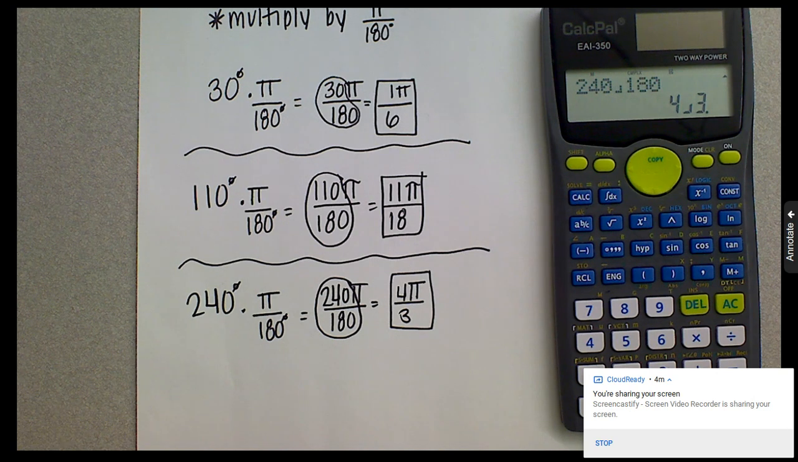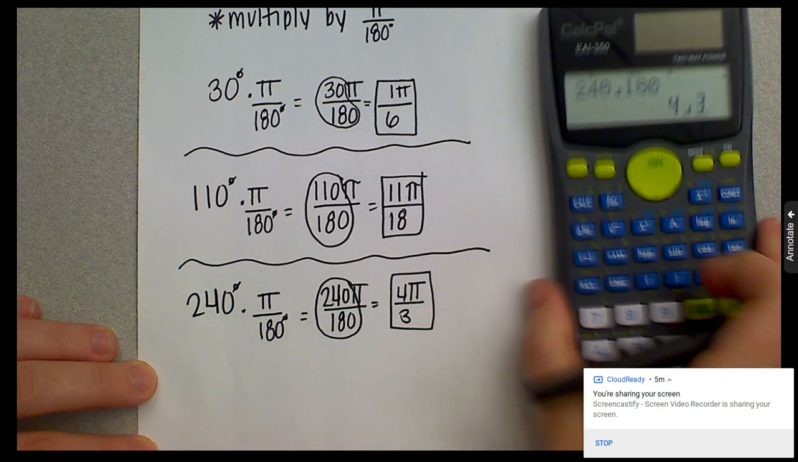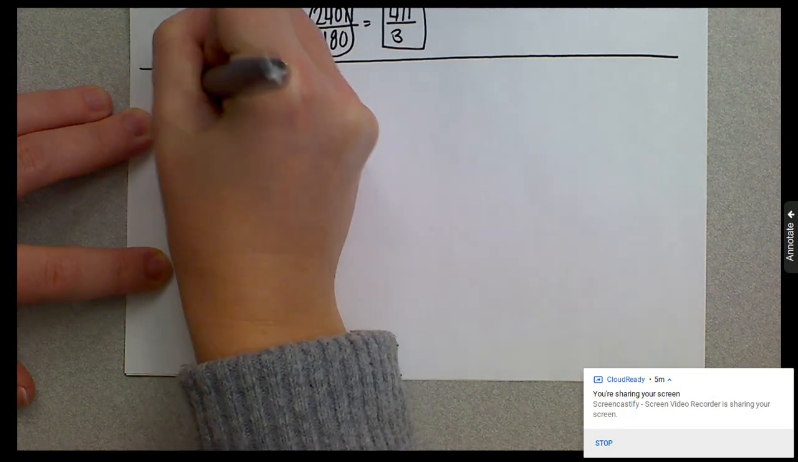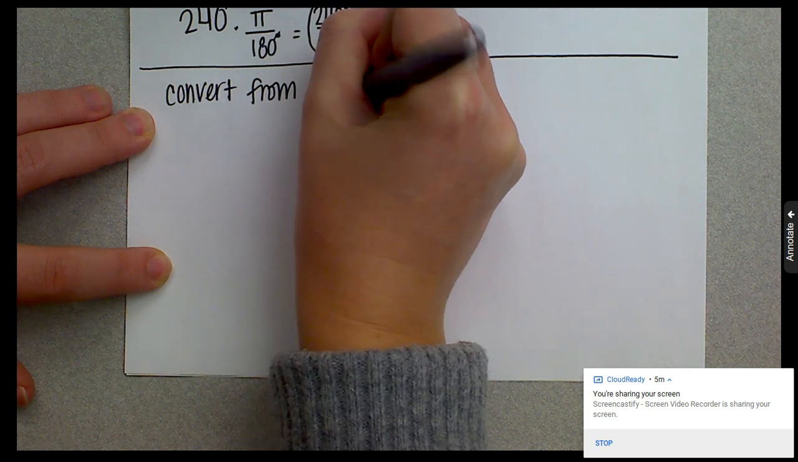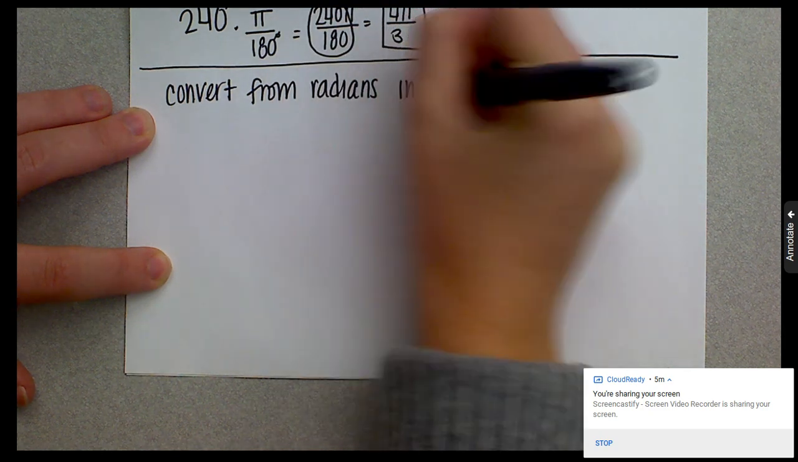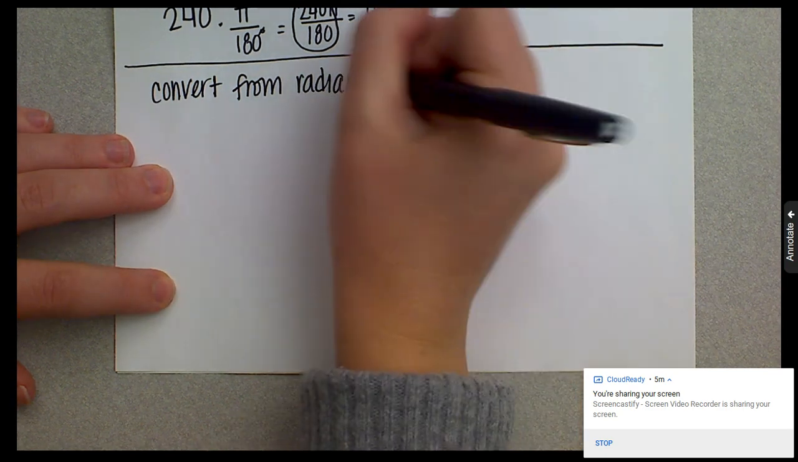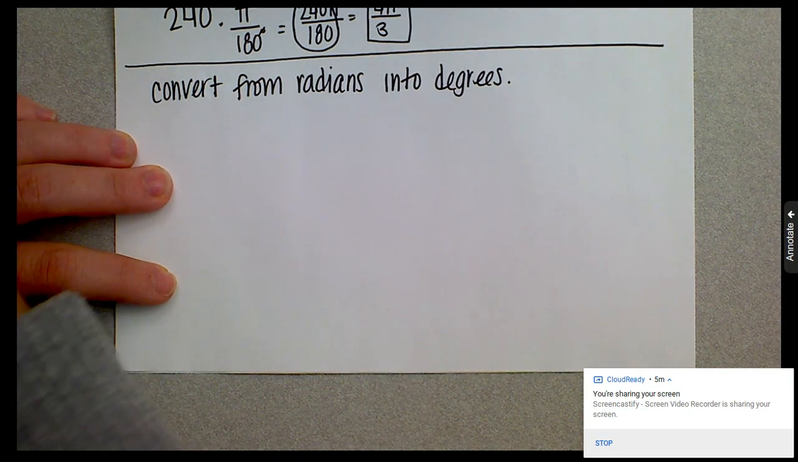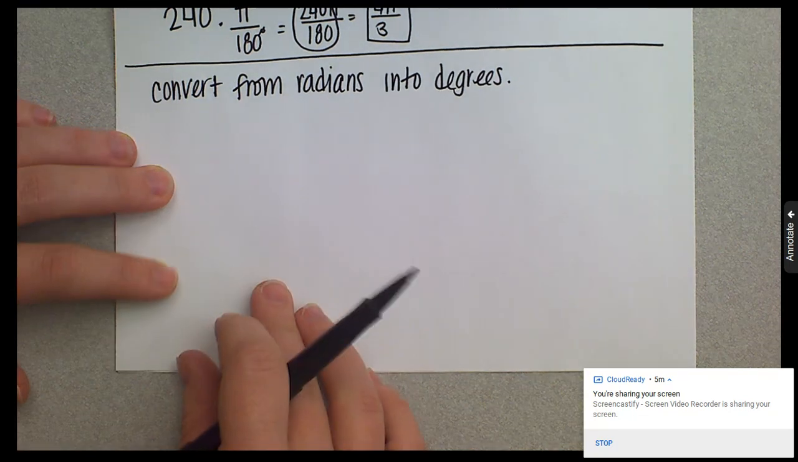One other thing we went over is doing that backwards. We were starting with degrees and ending up with radian answers. We can also convert from radians into degrees. This is helpful because with radians, we can't really visualize what they are, but we can do that with degrees. Sometimes you might be asked something about a radian and you're not sure. You can always convert it back to degrees so you have a better understanding of what it actually means.